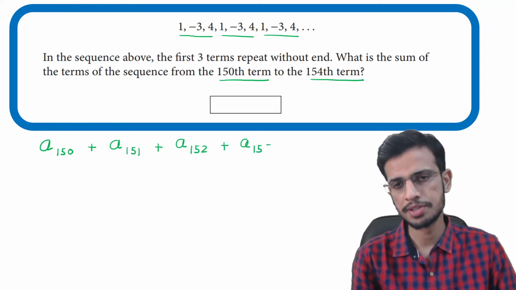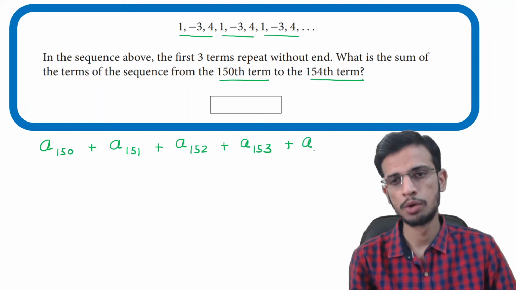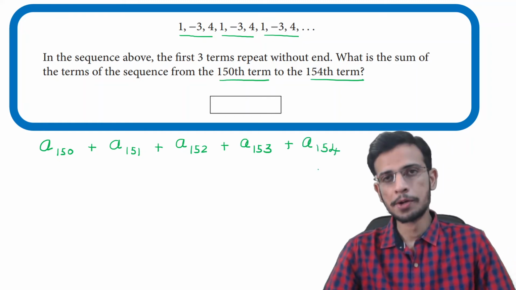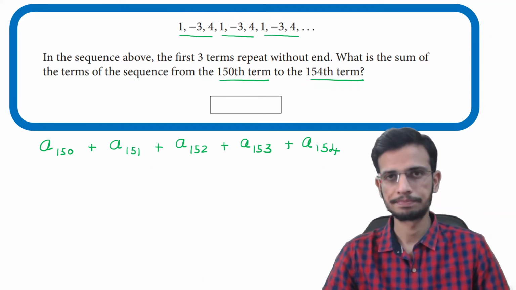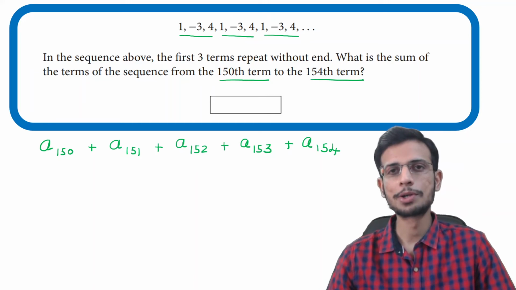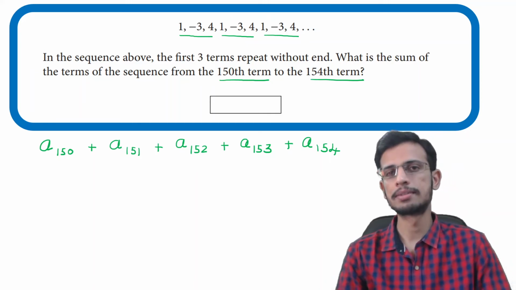There will be 5 terms, right? We have to find the sum of these 5 terms. It is a numerical entry type question, so if you are committing any mistake in this sum, you won't be able to know whether your answer is correct or not, because options are not there.